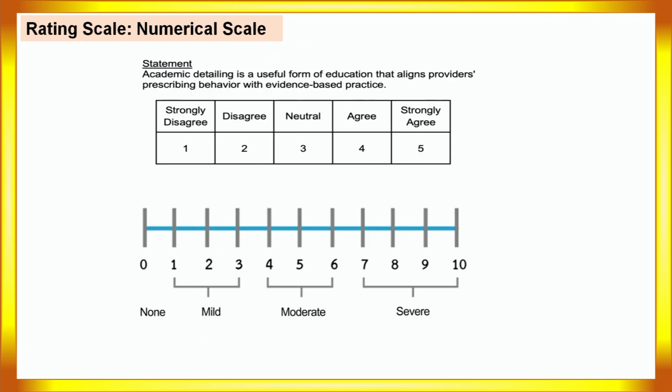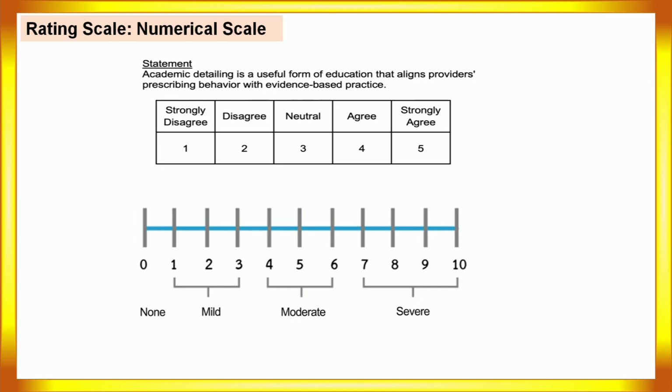Otherwise, numbers are assigned in this way to the numerical scale. Again, it is an example of the numerical continuum, like measuring the statement, academic detailing is a useful form of education that aligns providers' prescribing behavior with evidence based practice. This statement can be measured with a 5-point scale. It is common practice to design 5-point or 7-point scales from the highest agreement to the lowest agreement or disagreement, and depending on the purpose of the study there may or may not be a neutral point. Numbers are assigned from highest to lowest in case of a positive statement, and from lowest to highest in case of a negative statement.